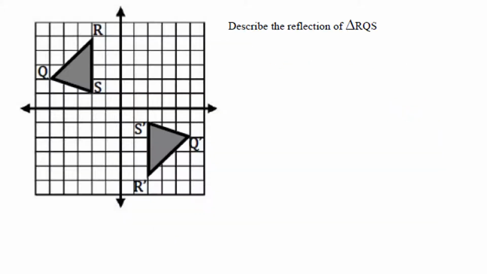Okay, this next question is asking us to describe the reflection that happened from triangle RSQ to triangle R prime S prime Q prime. So if you had to write it in words, what happened, how do you think this was reflected? Some things you may write down: do you think it was only reflected once? Do you think it was reflected multiple times?